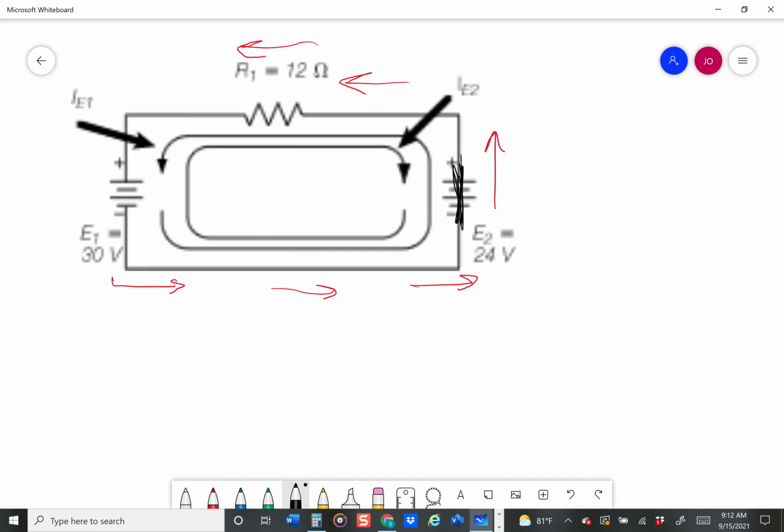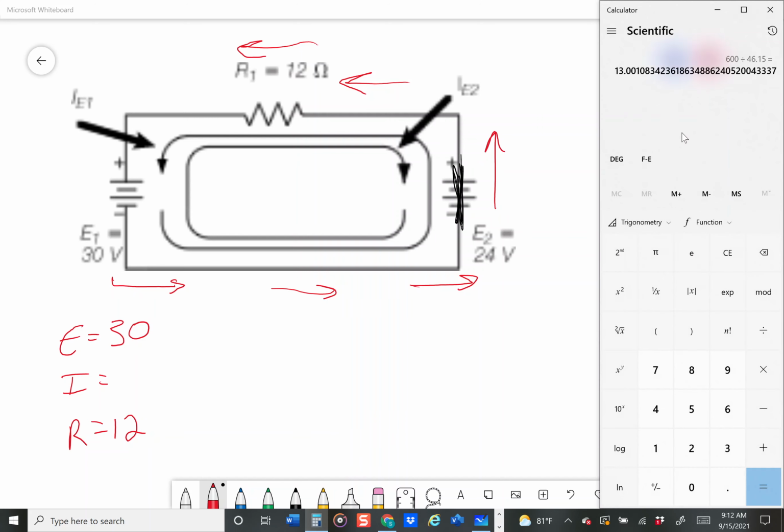So when we go to solve for that, we have got voltage source 1, which has 30 volts and a resistance value of 12 ohms, and that is going to give us 2.5 amps. But let me bring it up on the calculator. 30 divided by 12 is going to give us a value of 2.5 amps.